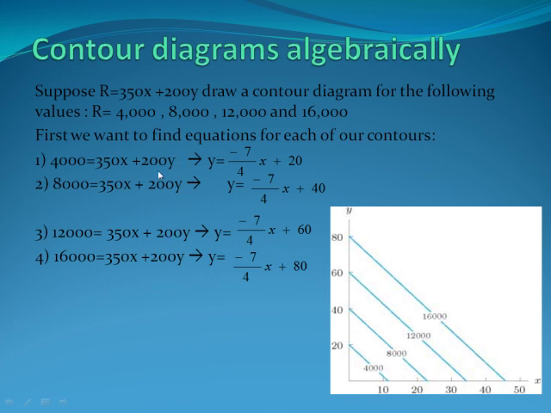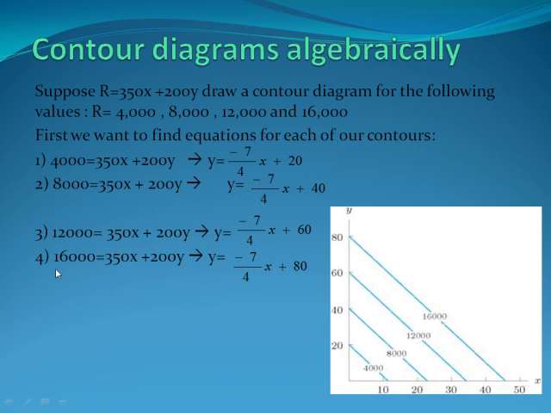Fortunately here, each of these will be linear. So I've solved them here. Again, I'm just subtracting the x term over to the left, dividing by 200, and simplifying. So for each one, we end up with a linear equation. They all have the same slope in this particular case, but they have different intercepts. So when we plot each line, that's how we represent our contour diagram.